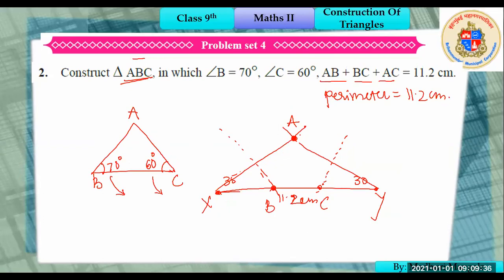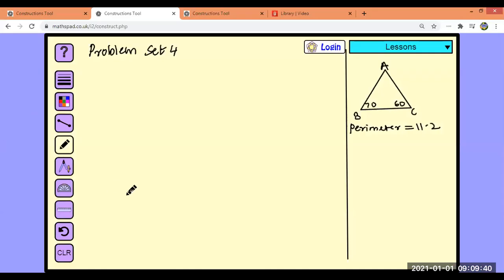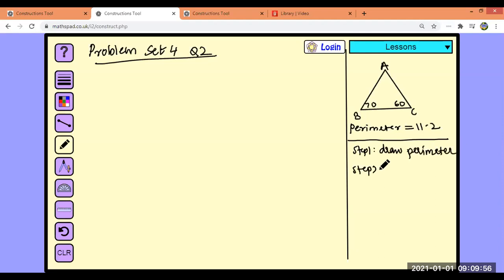Okay, so now I share the screen, just a minute. There. So you can see that's the rough diagram. And we start with the steps. So step 1, draw the perimeter. I hope you all are working with me. Draw the perimeter. Step 2, draw half angles.